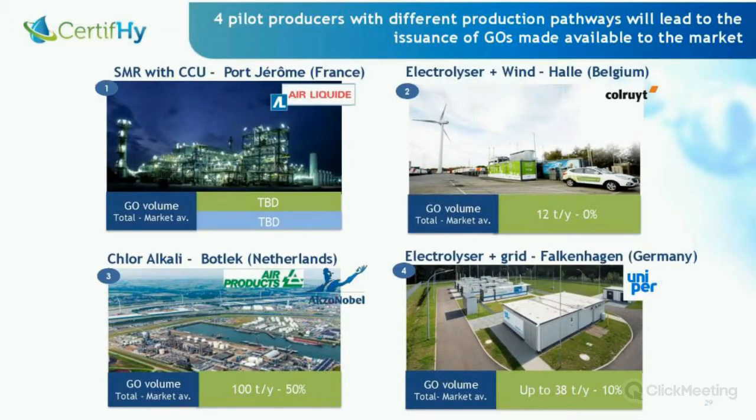And the last plant is a joint project by AkzoNobel and Air Products in Rotterdam in the Netherlands. It's a chloralkali electrolyzer, and in this case AkzoNobel is entering into a power purchase agreement with offshore Dutch renewable wind power plants. So definitely some people are using other sustainable electricity criteria to prove their green hydrogen.